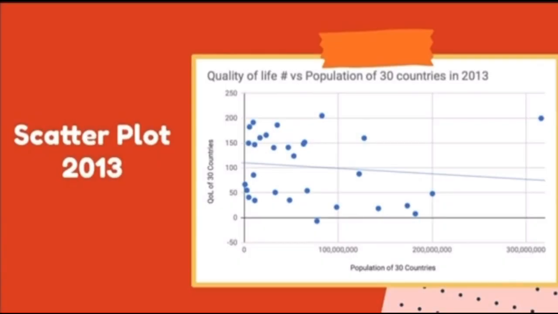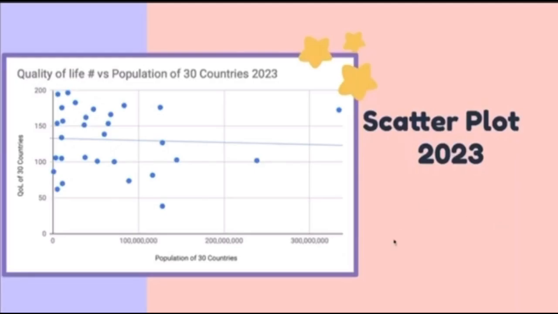Now moving on to our scatter plots. We can see in our scatter plot of 2013, we have a negative trend, but a very weak correlation, as all the spots are very dispersed and they don't really have a strong cluster. But we can still see that the line of best fit and most of the clusters or spots are moving downwards. Looking at our scatter plot of 2023, we can see a similar trend.